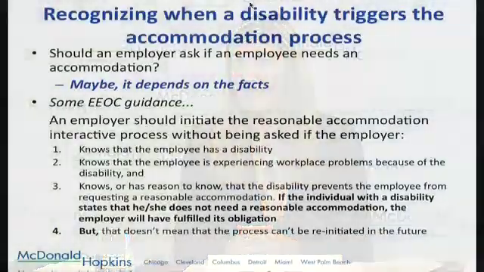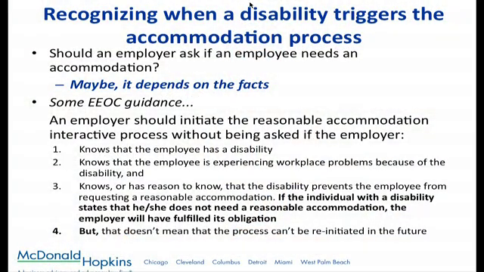So another part of what triggers the accommodation process is, and we get the question a lot, well, should I ask the employee? Should I ask them if they need an accommodation? And generally, as I said before, it's the employee's burden to ask for the reasonable accommodation and certainly put the employer on notice. But the EEOC has given us some guidance that there are certain circumstances where the employer could initiate that process. And it's limited, but it may apply in certain circumstances.